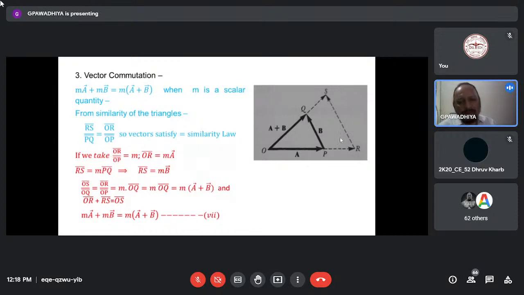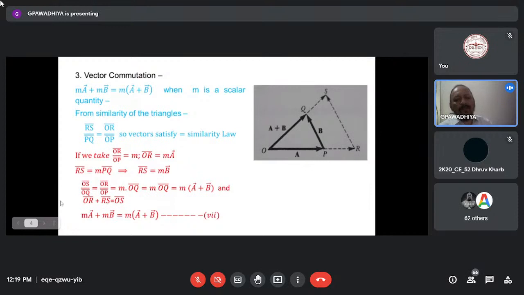Now from this, what do we find? If we write vector OS, OS over OQ will again, from the similarity law, be equal to OR over OP, so that is equal to M. So from this we get OS is equal to M times OQ. Now OQ is in fact A plus B, so OS is equal to M times (A plus B). And we know from the vector addition rule that OR plus RS is equal to OS.